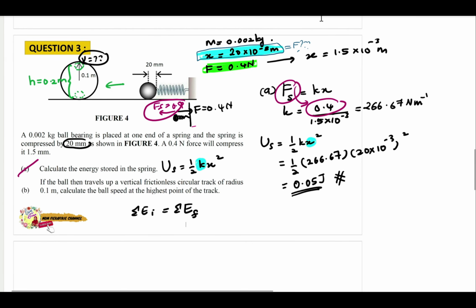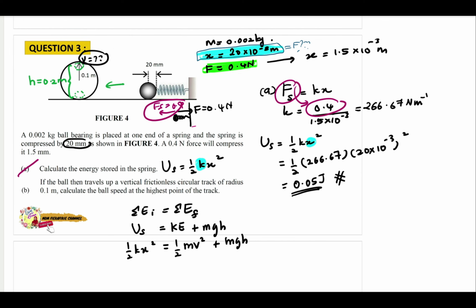Okay, so initially the object is compressed, right? The object is compressed, so dia akan ada elastic potential energy dan dia tidak bergerak, so tak ada kinetic energy dan tak ada ketinggian, so tak ada gravitational potential energy. Okay, and then the object is moving. So at this point, the final position, the object has the height of 0.2 meter and the object still moving. So means that there is a kinetic energy here plus the gravitational potential energy. Okay. So, if we expand the equation, half kx squared, half mv squared plus mgh.